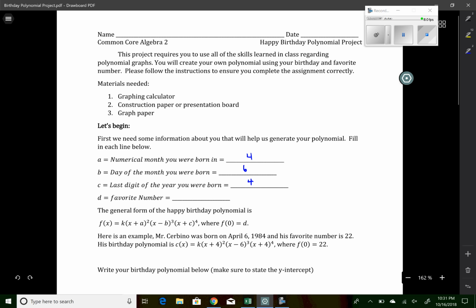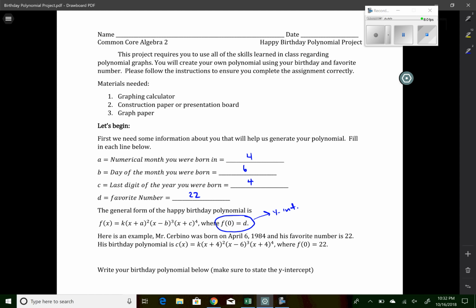So my favorite number is 22, so I'm going to put in my d value of 22. By me specifically telling you this, this is your y-intercept. Since you know the y-intercept, you then can use that to find the value of k. Now here's where one of our differences is between the Regents class and the accelerated class. In the accelerated class, you have negative k. In the Regents class, you just have positive k. So if you're an accelerated kid, think about what that means and try and figure it out.